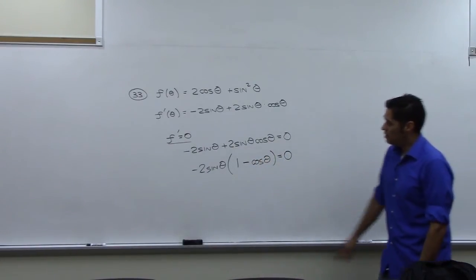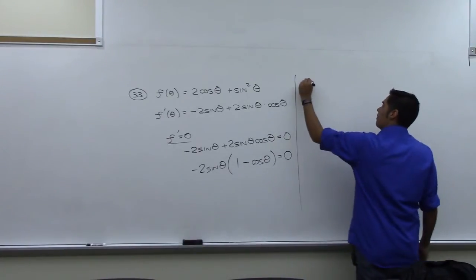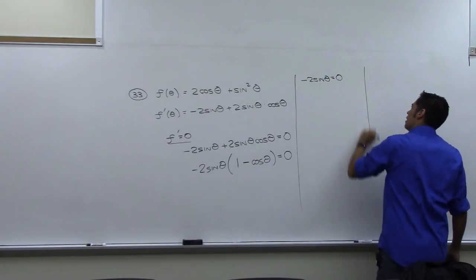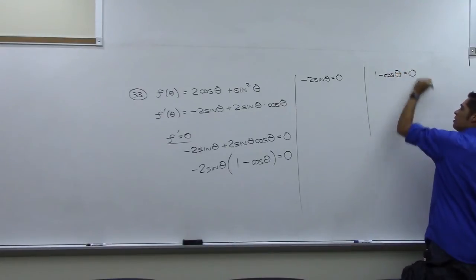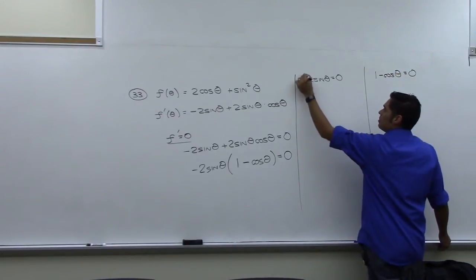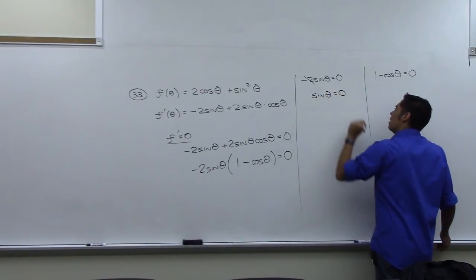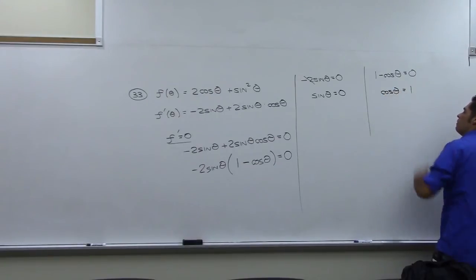And now I can set each of these equal to 0. So I need to set negative 2 sine theta equal to 0. And I need to set 1 minus cosine theta equal to 0. Here I can divide both sides by negative 2 and just get sine theta equals 0. And over here I can just move the cosine over. I get cosine theta equals 1.